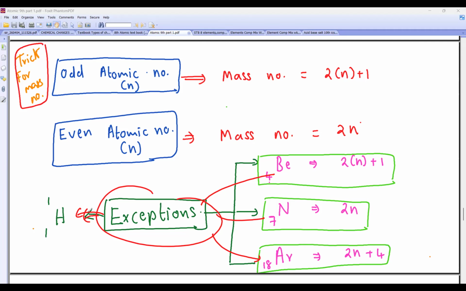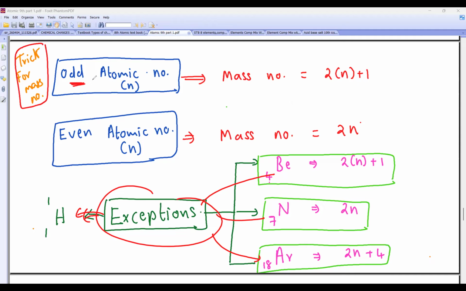Okay, chalo, chlorine is 17. What will be the mass number? It is an odd number. Chlorine is 17. So for an odd number, what do you have to do, beta? Look, beta. Odd. Are you getting it?